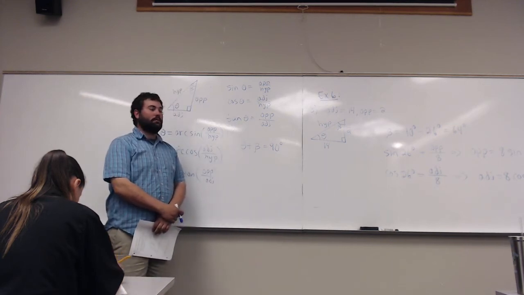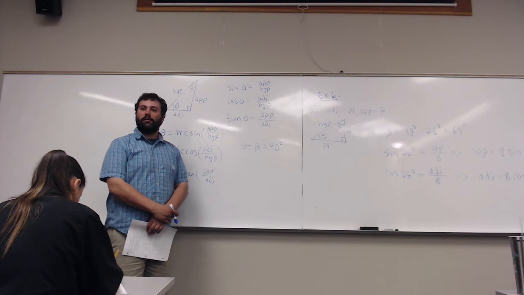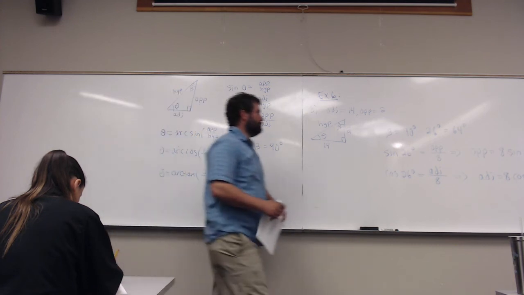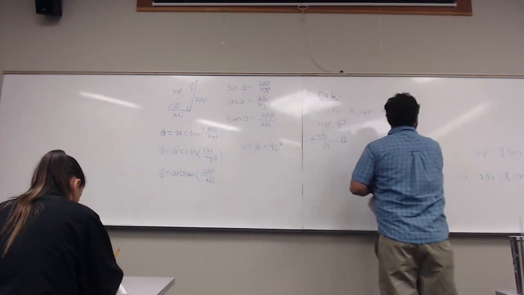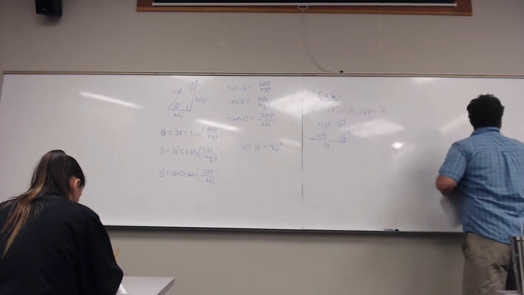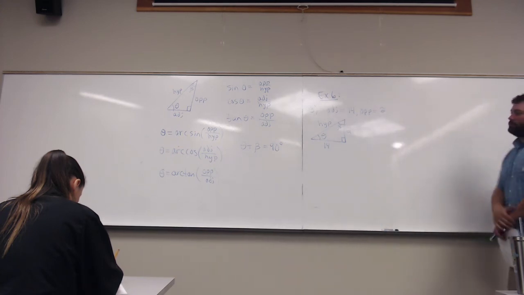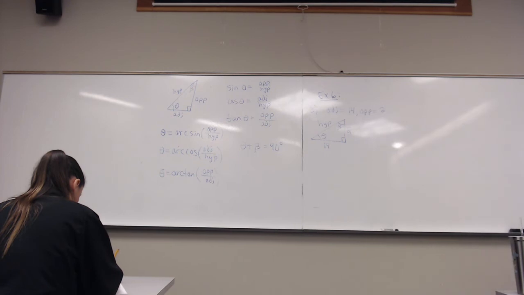Okay. Everybody okay with my labeling scheme there? Okay, so suggestions. We can do this in a couple different orders. I could find theta first, then find beta, and then find the hypotenuse. I could find the hypotenuse first, and then find the 2 angles. Anybody have any suggestions? I found the hypotenuse first.